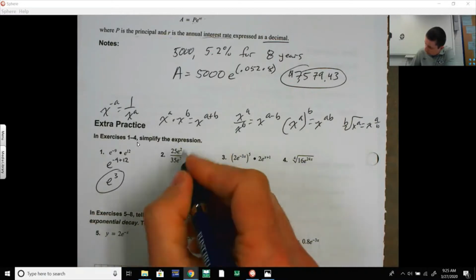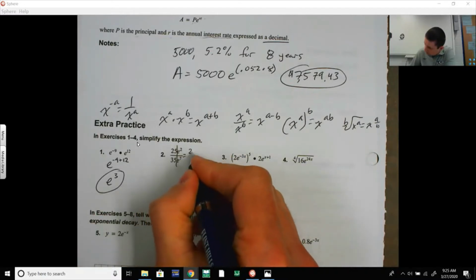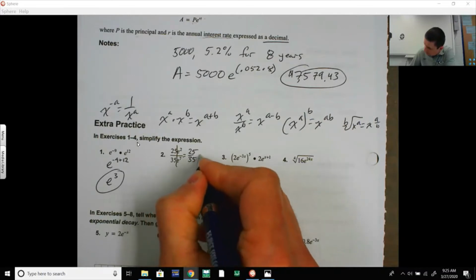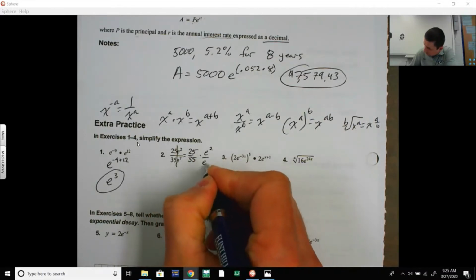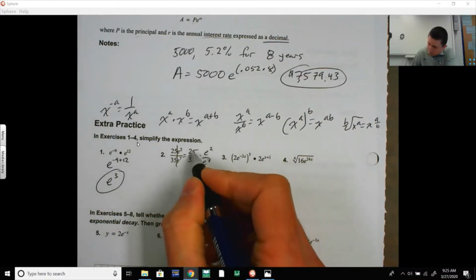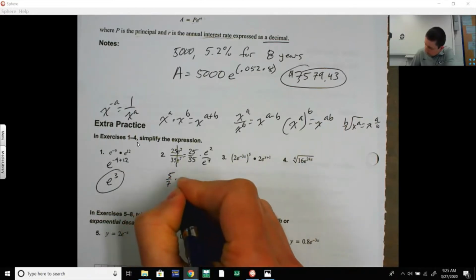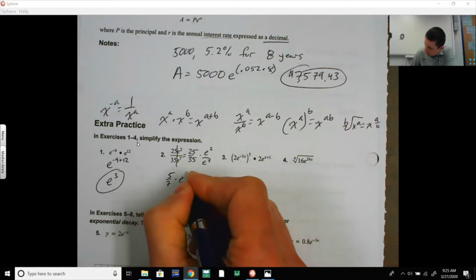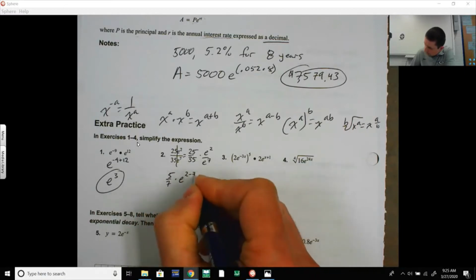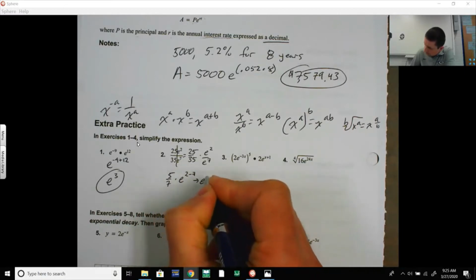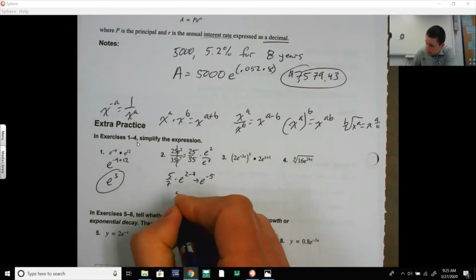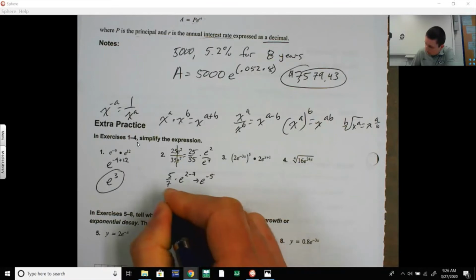Number 2, you have two parts. You have to reduce 25 over 35, and then you have e squared over e to the 7th. So 25 over 35, you divide those by 5, you get 5 over 7. And then e to the 2 minus 7. That part is e to the negative 5th. That tells you the answer should be on the bottom. So 5 over 7 e to the 5th.